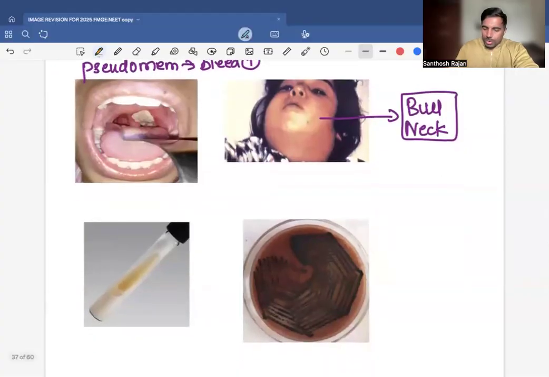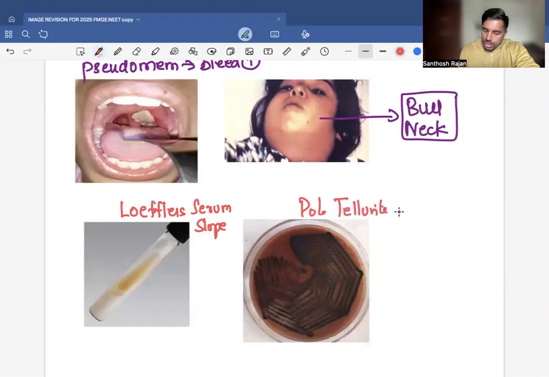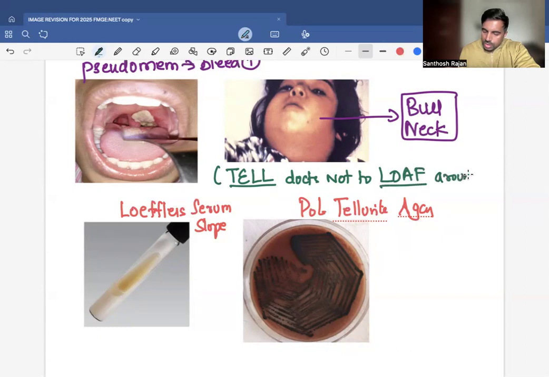Now, next. Two media are very, very important. You must be frequently asked. One is Loeffler's serum slope. Other one is potassium tellurite agar. How to remember? Always in the ward, when a diphtheria outbreak is there, tell doctors, junior doctors, not to loaf around. Tell doctors not to loaf during diphtheria. That's very, very important.